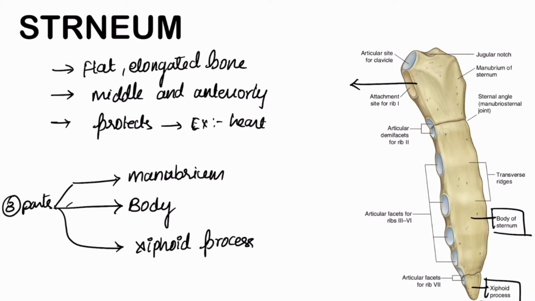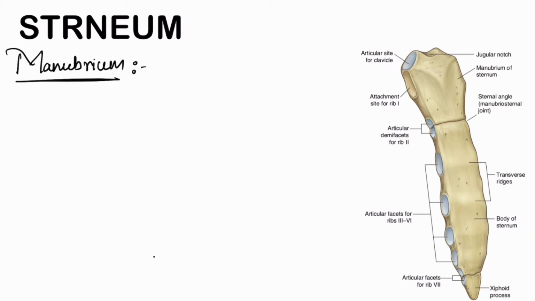Now first let us look at the manubrium. As it is trapezoid in shape, it is also known as the trapezoid bone, and it is the widest and thickest part of the sternum.